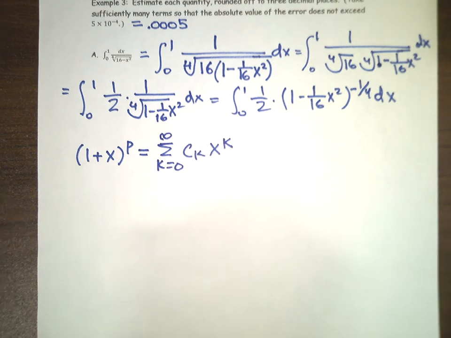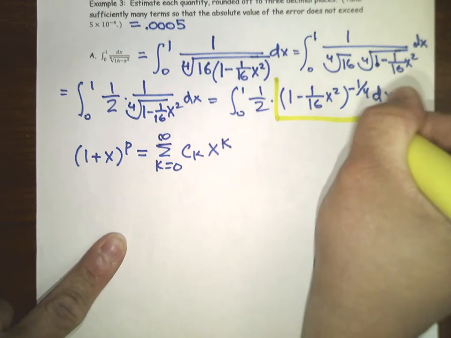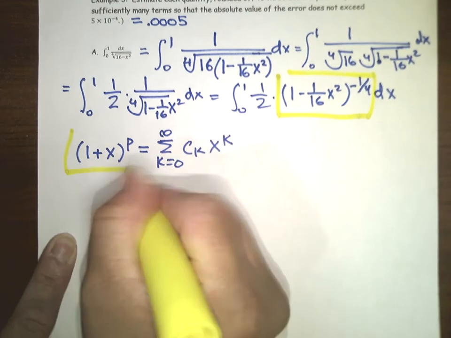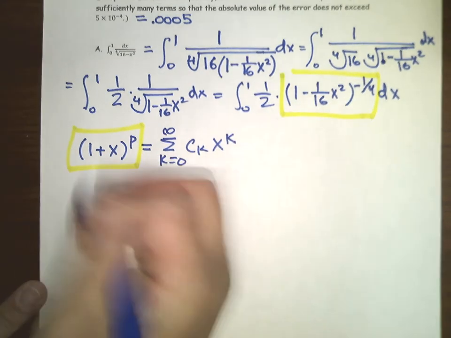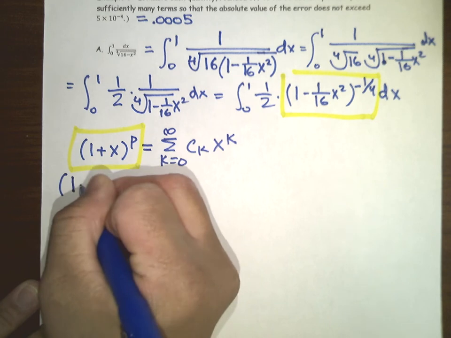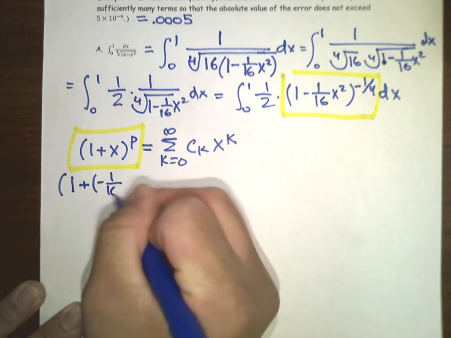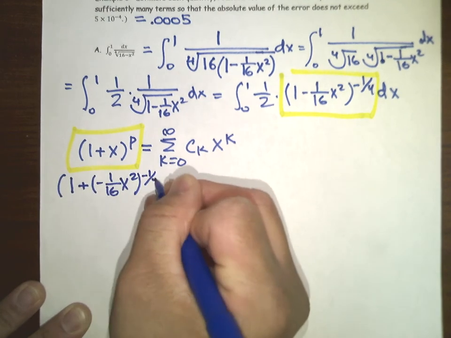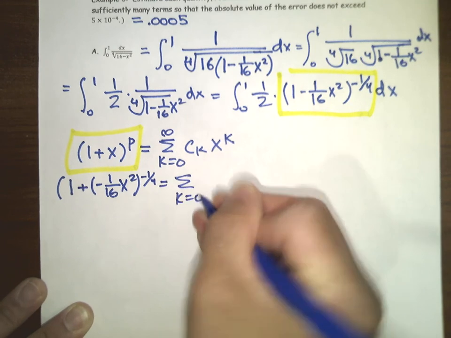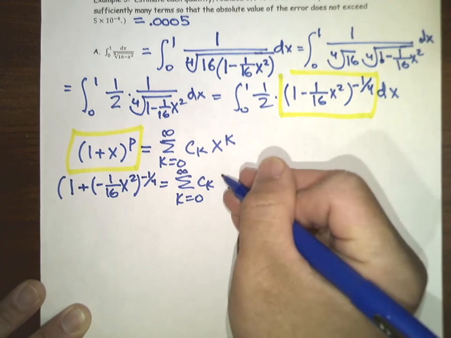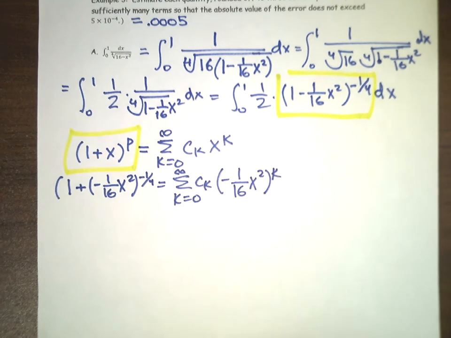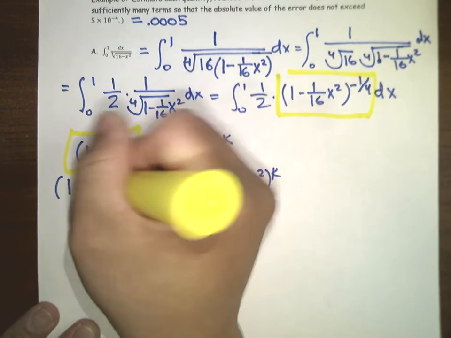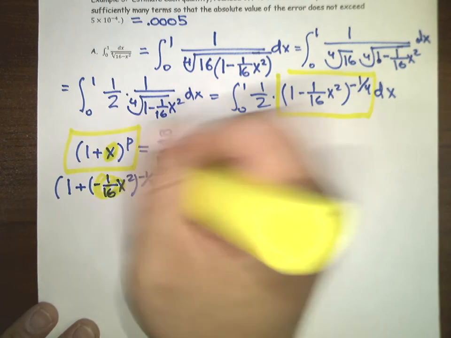Now, look at what I have here. This expression is very similar to this one, but I know that what I need to do is make these look the same. So this is 1 plus the negative 1/16 x squared to the negative 1/4. That will be the sum from k equals 0 to infinity of ck times negative 1/16 x squared to the k. This is what I am replacing with the x up there.